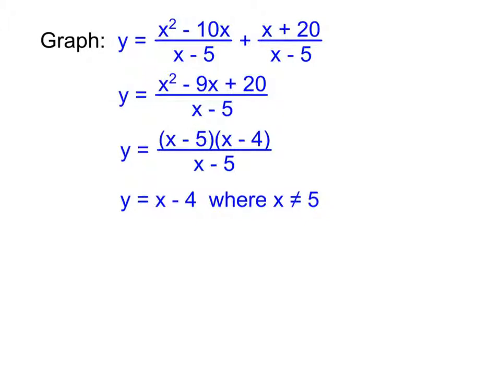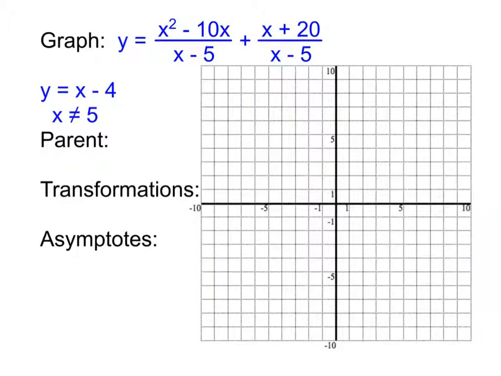Well, let's think about what this would actually look like. What is the parent function for y equals x minus 4? Well, notice it's not 1 over x because x is not in the denominator here. Well, really, it's just y equals x. Yeah, it's just y equals x. What's the shape of the graph of y equals x? Yep, it's just a line.